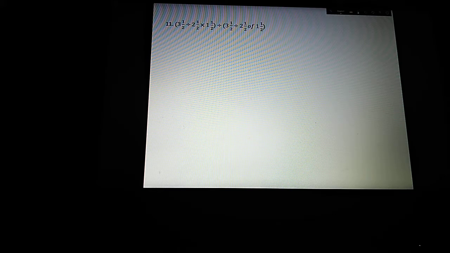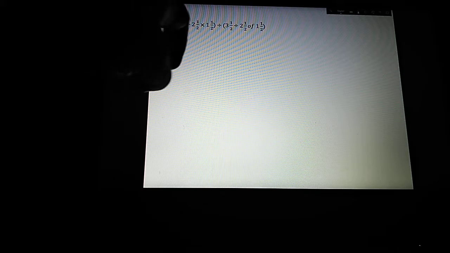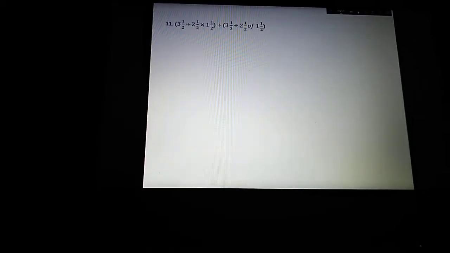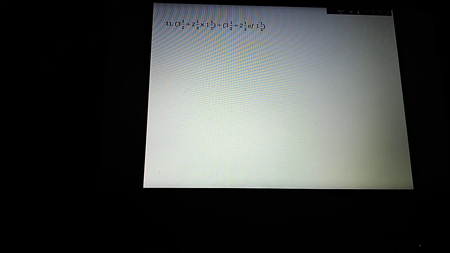So in the first bracket, there is a division sign. That means we have to do the work of division earlier, and in the second first bracket we get an of. We have to do that work earlier than the others. But very firstly, we have to convert the mixed fraction to improper fraction.